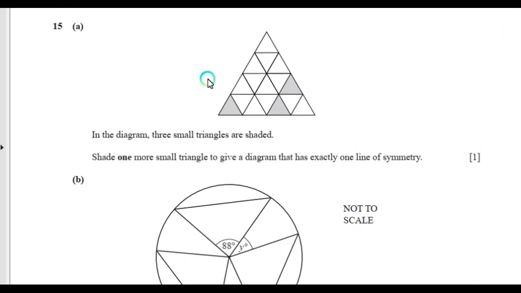Okay, so 15a, in the diagram 3 small triangles are shaded. You can see these shaded triangles. Shade one more small triangle to give the diagram that has exactly one line of symmetry. Only one small triangle should be shaded to make it one line of symmetry, right?